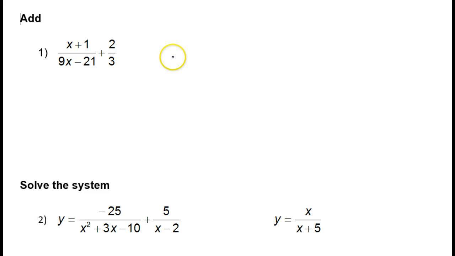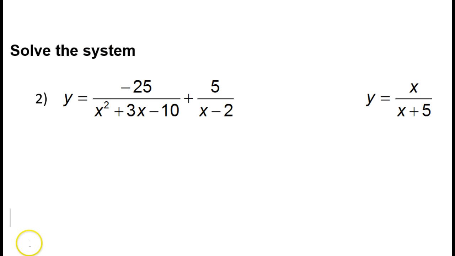Alright, in this video we are going to practice adding rational expressions such as this one. I will also show you how to solve a system of rational equations such as this one, and I will show you how to solve a rational inequality like this one.